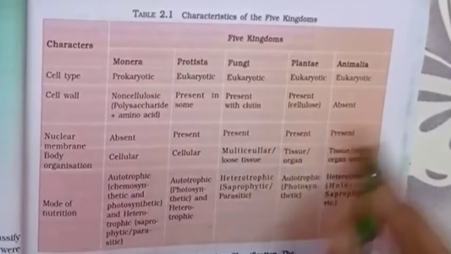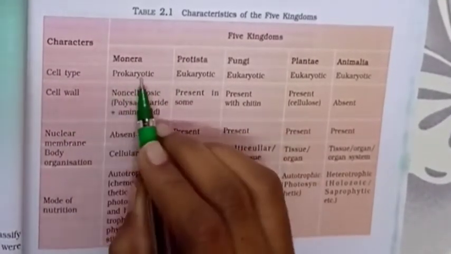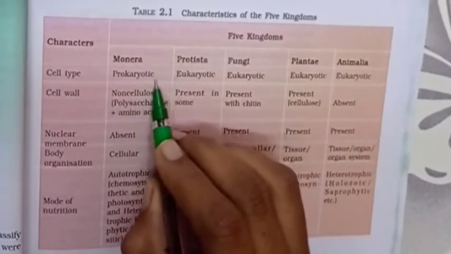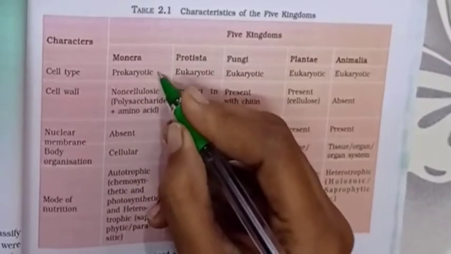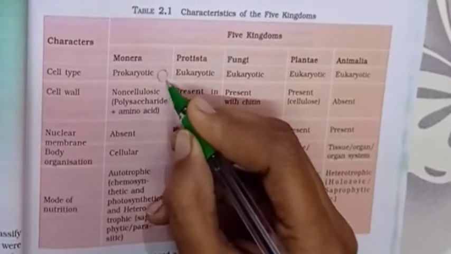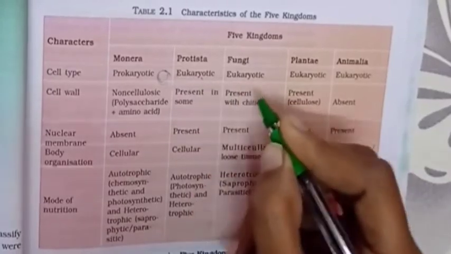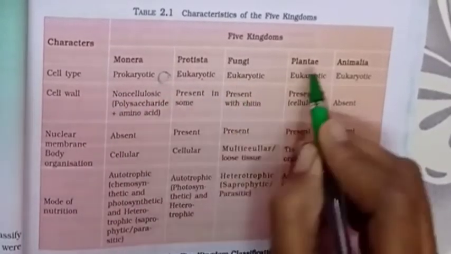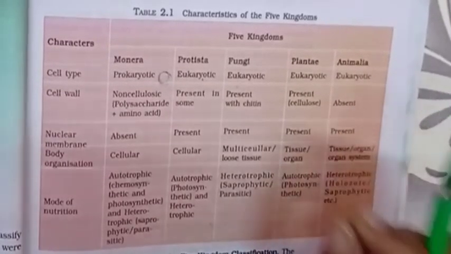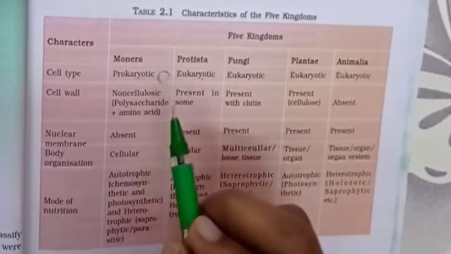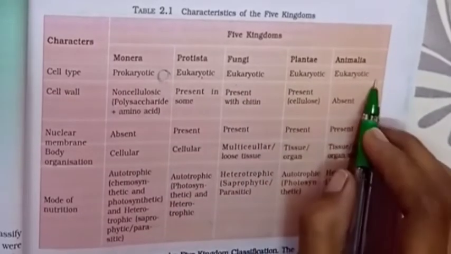Now they have compared. First of all, cell type in Monera is prokaryotic. Prokaryotic means the nucleus doesn't have a nuclear membrane. And then eukaryotic: fungi cell type is eukaryotic, plantae cell type is eukaryotic and Animalia is eukaryotic. We only have to remember that Monera is the only kingdom with a prokaryotic cell type. All of the others are eukaryotic.